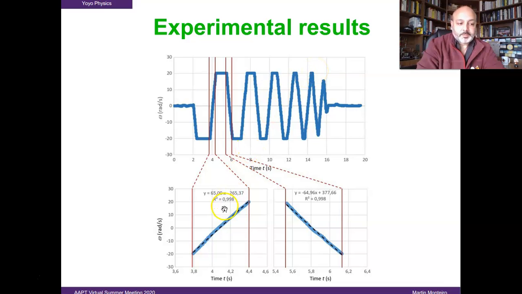In the lower panel, two temporal windows are zoomed in. In the first window, the yo-yo travels up and down, up and down, up until zero angular velocity, and down until maximum angular velocity. Then the angular acceleration is positive. In the second window, the yo-yo travels up and down again, but now at the right side of the string, so the angular acceleration is negative. Performing a linear fit, the angular acceleration of both windows is obtained with almost the same absolute value, 65 radians per second squared.